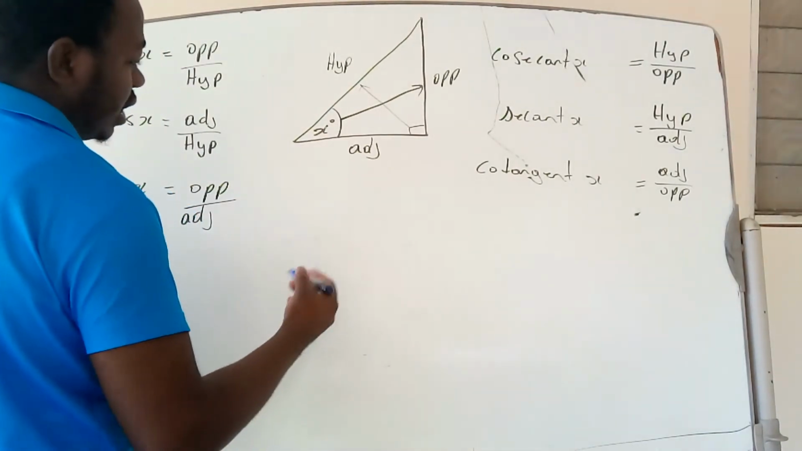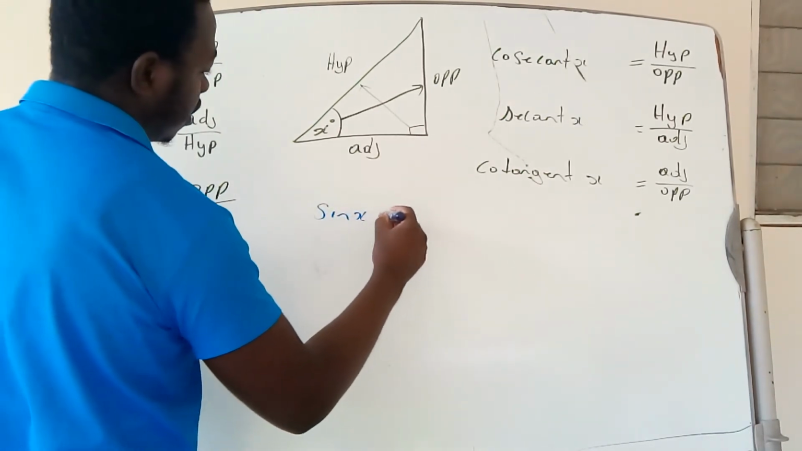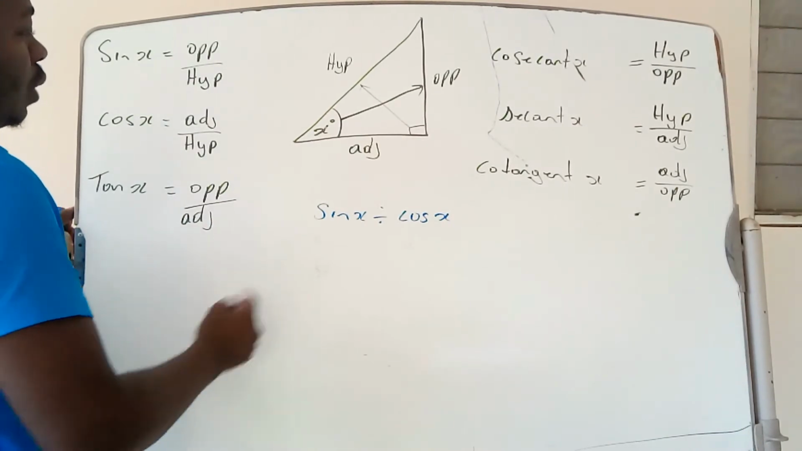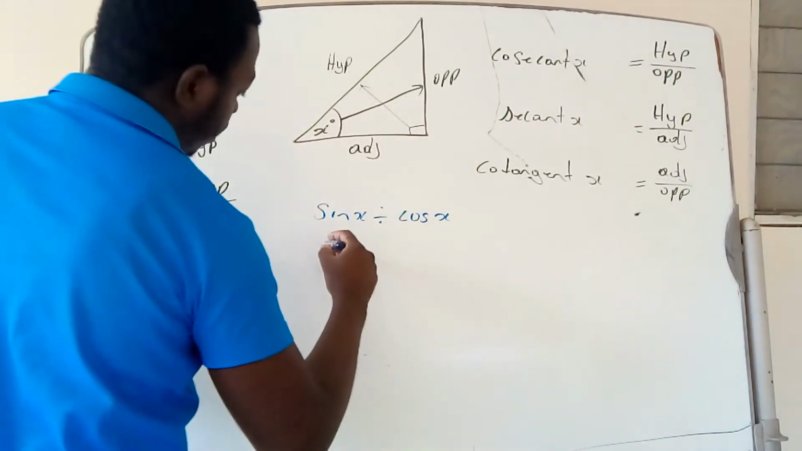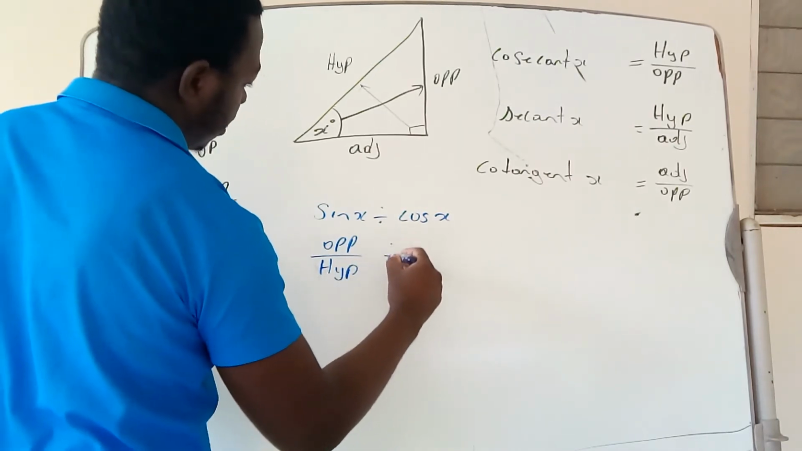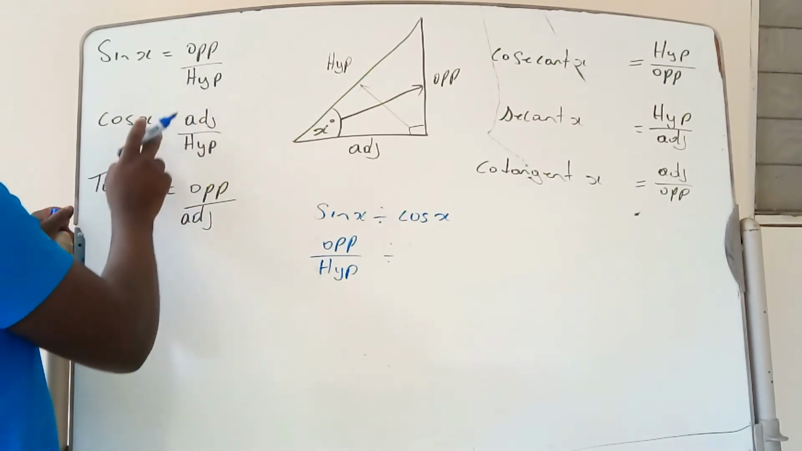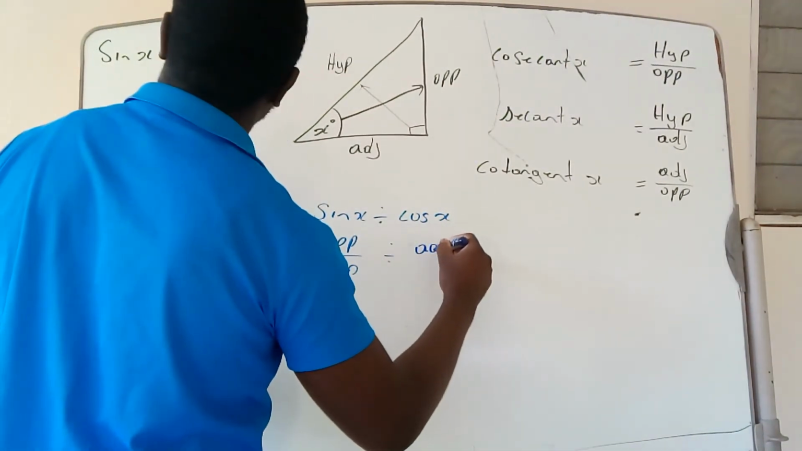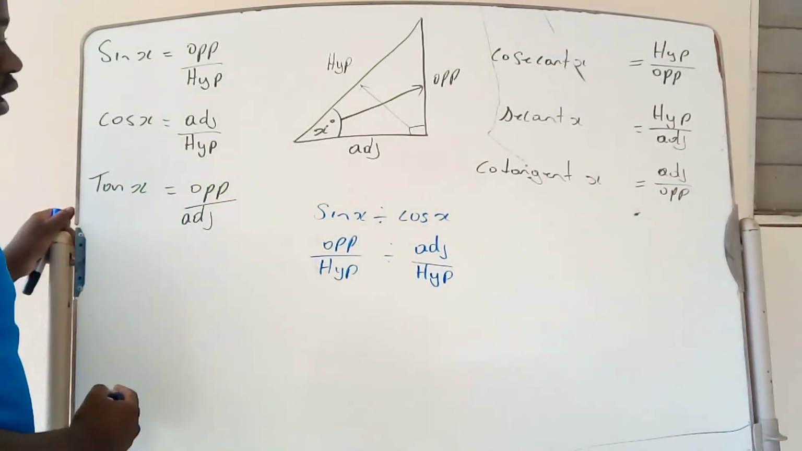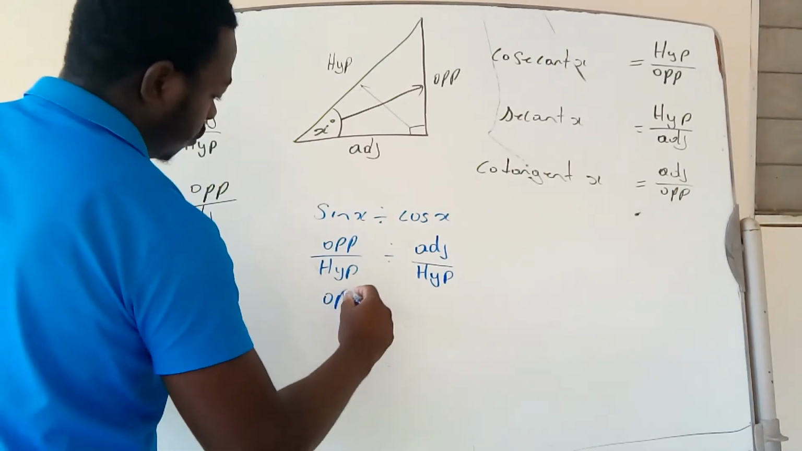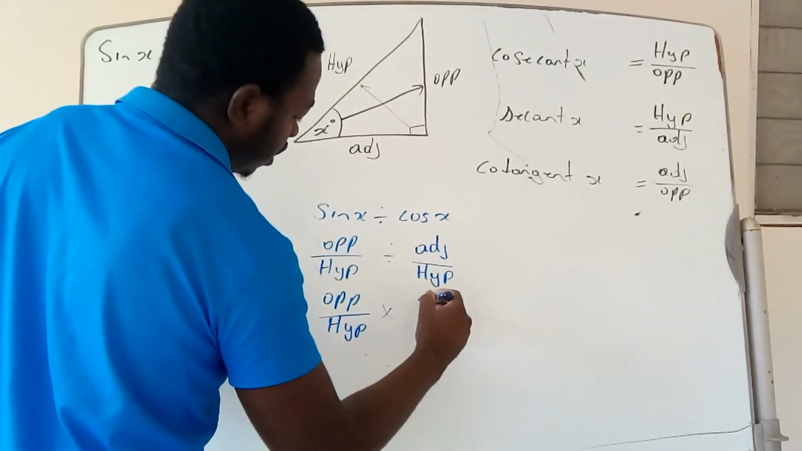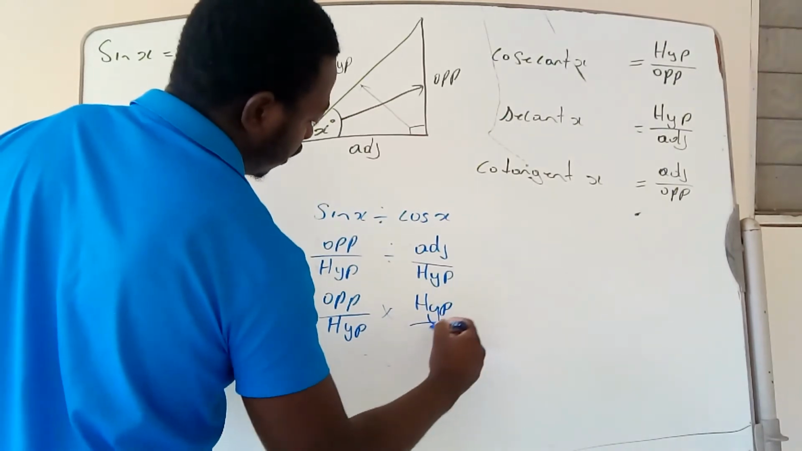And one day you thought to yourself, what if you divide sine x by cos x? What is sine x in this case? Sine x is just the opposite over the hypotenuse. So here we have the opposite over the hypotenuse divided by cos of x. But what is cos of x? Cos of x is just adjacent over hypotenuse. So this is just adjacent over the hypotenuse. And then you know how to divide fractions. Keep the first one, which is just opposite over the hypotenuse. Change the division sign to multiplication and invert the last fraction, so this becomes hypotenuse over the adjacent.